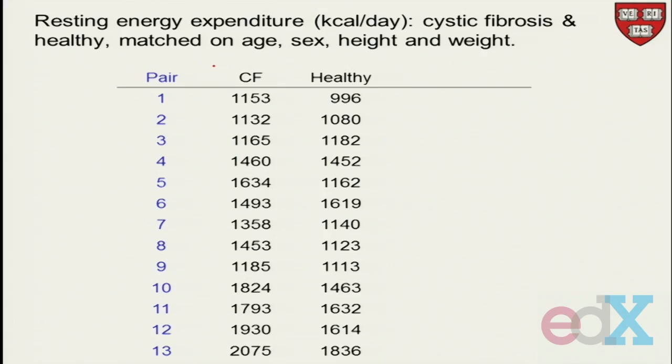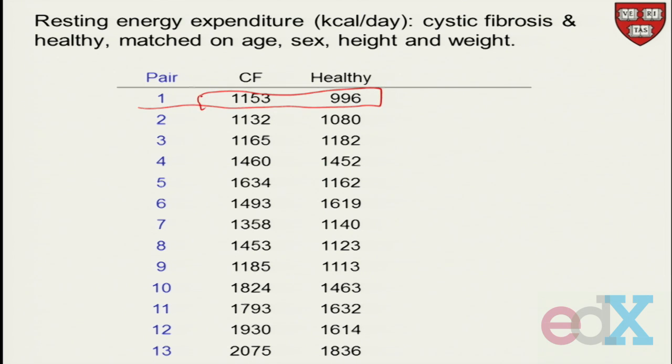Now, what did he do? Putting this in modern lingo, let me show it to you by example. Here are 13 pairs, and there's matching. What we're doing is matching somebody with cystic fibrosis, matched according to age, sex, height, and weight with someone who doesn't have cystic fibrosis, who's healthy, and looking at the resting energy expenditure. So here is the first match, the first pair.